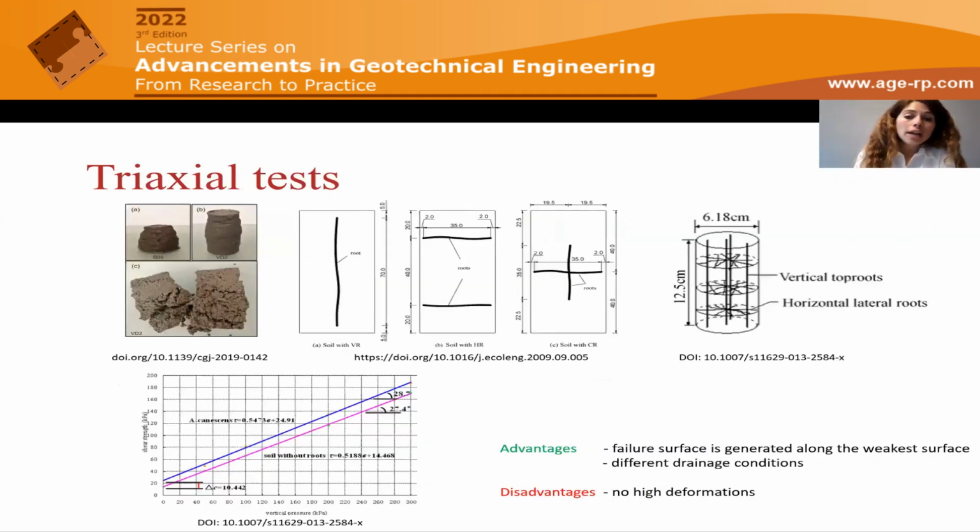Indeed, a few triaxial tests have also been conducted on rooted soil composite samples in recent years, and some of them involve a change in root geometry and root distribution in a way to better simulate the natural root distribution that we could find on site. Unlike direct shear tests, triaxial tests can be performed in different drainage conditions, and the failure surface is generated along the weakest surface. Some of these studies have also found that roots, especially grass roots, can also lead to a slight increase of the friction angle.